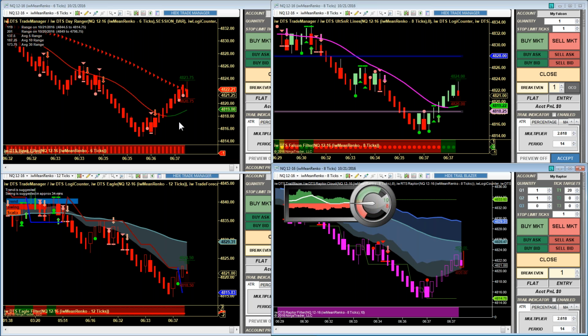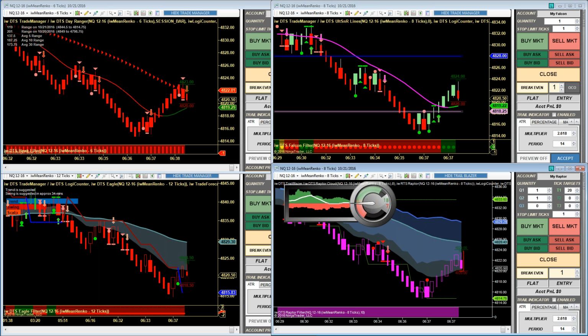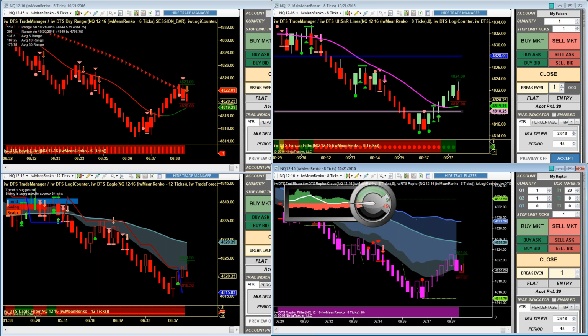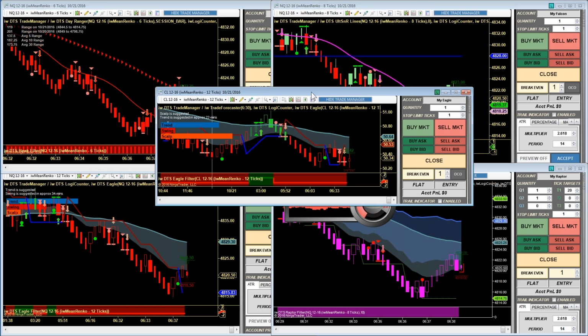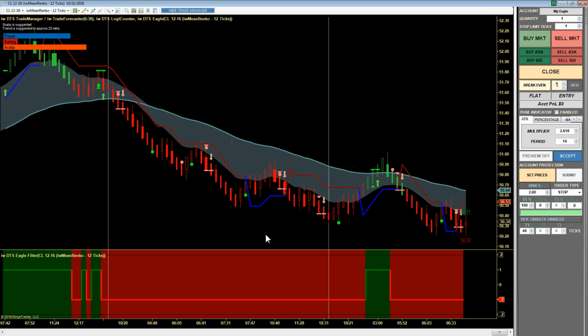All right, while we're waiting for the NQ to sort itself out, let's take a look here at what's going on with crude. Here's crude now on the Eagle. So, a bit of a sell-off yesterday, and kind of a sideways day here today.